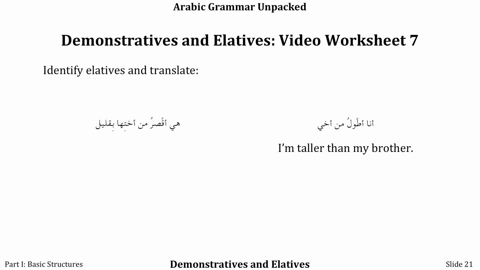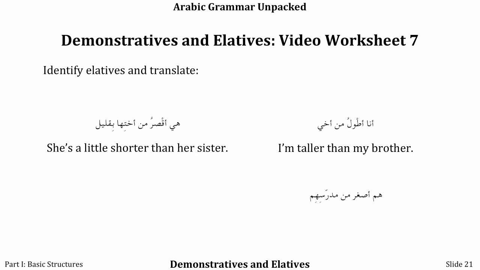In the second example, here we have a feminine person. Hiya aksaru min ukhtiha biqalil. All right, so aksar comes from qasir, short, so she is shorter than her sister, and then we add a little flavoring word here, biqalil. Qalil means few or less, so if you can guess here that this means she's a little shorter than her sister, you had the right answer. So add that to your vocabulary as well. We can use the preposition bi and modify the comparison between the two objects or people.